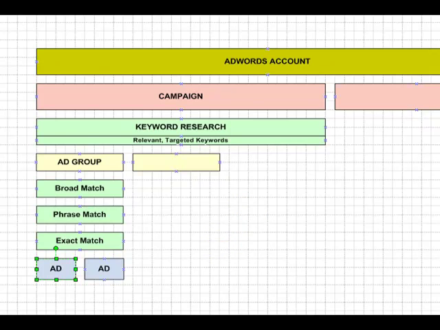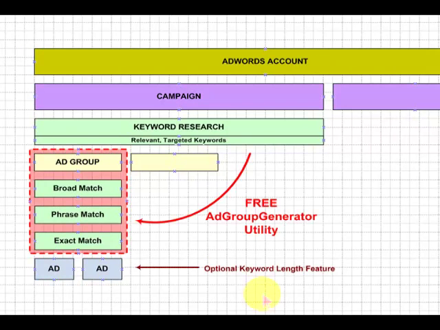But how does the AdGroupGenerator utility that I've created help you? Essentially, the AdGroupGenerator utility takes your relevant targeted keywords in your text file and provides you with a web interface so you can just paste your keywords into it, press a button, and it will automatically create an output file that you can then use in the free AdWords Editor tool. That file will contain information about your campaign, your ad group, and all the keywords giving broad, phrase and exact match. And that saves a hell of a lot of time compared to doing that manually.